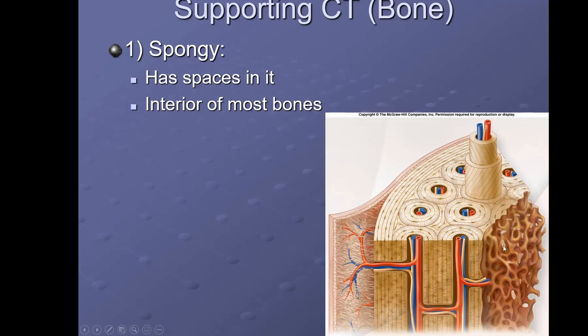And it kind of looks like a sponge. So if you look at this, it looks like spongy bone. You get these little pockets in it. In those pockets, it looks like there's air, but in reality, there's bone marrow in there. So those are the spaces I'm talking about.